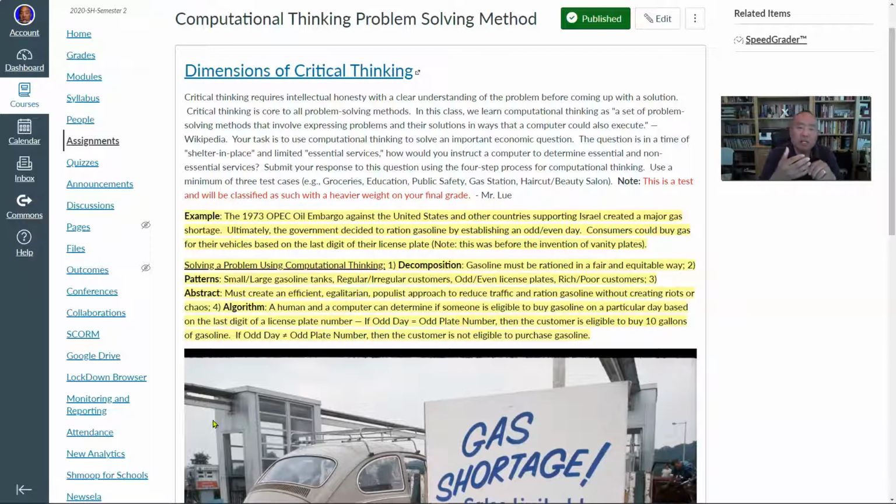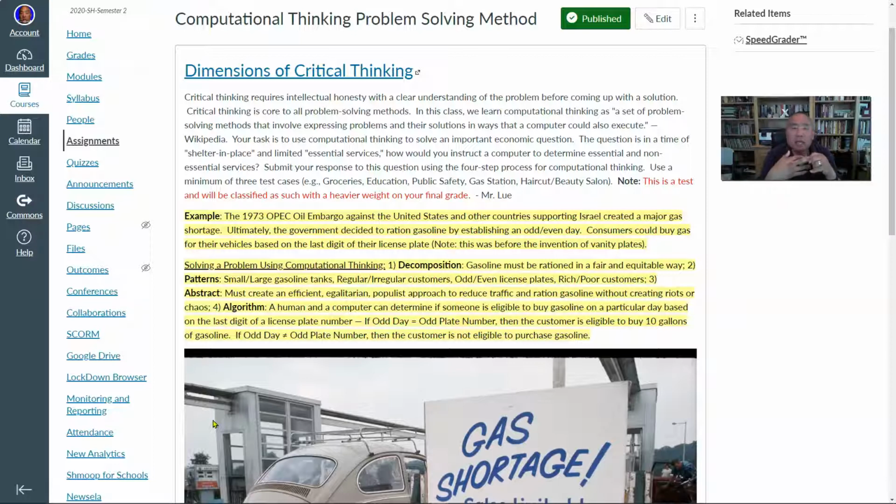The second step is to observe patterns. By observing patterns, hopefully we can use these observations to come up with a viable solution. So in this case, we saw things such as we've got large vehicles, small vehicles. We've got all our vehicles here have license plates, and back in 1973, the plates either ended with an odd number or an even number. By the way, this is before vanity plates.